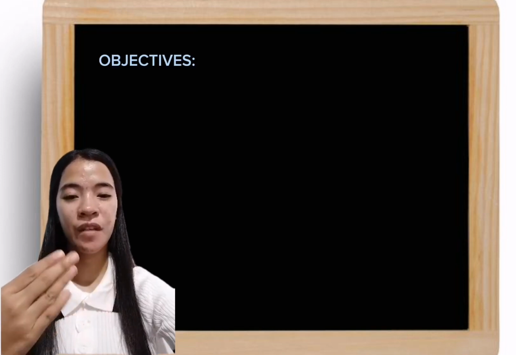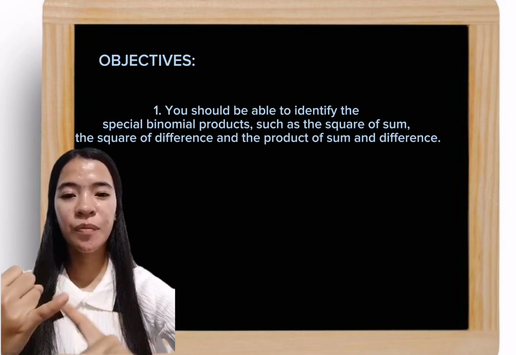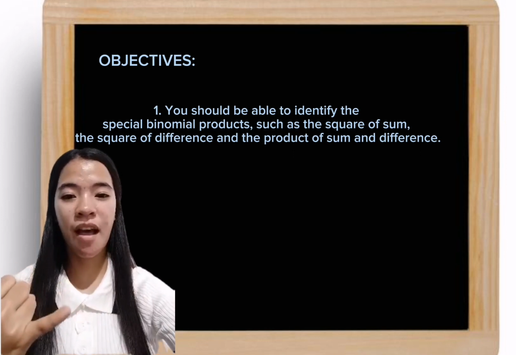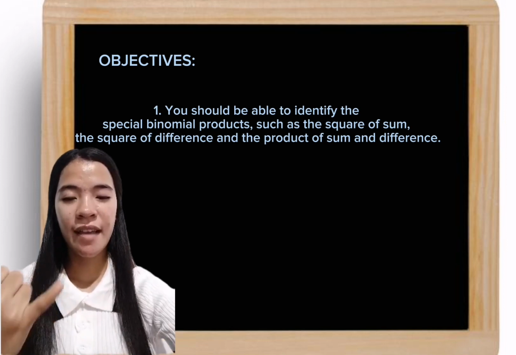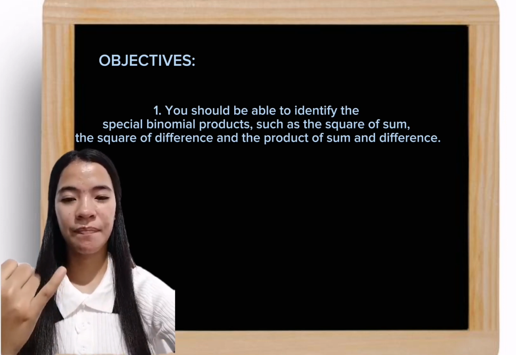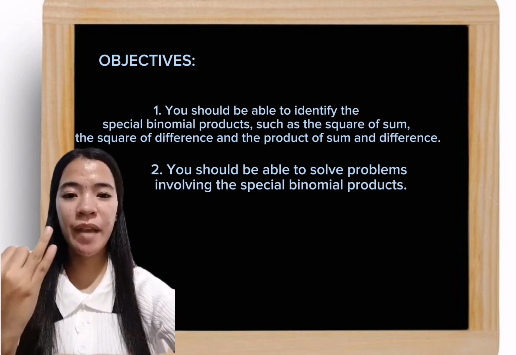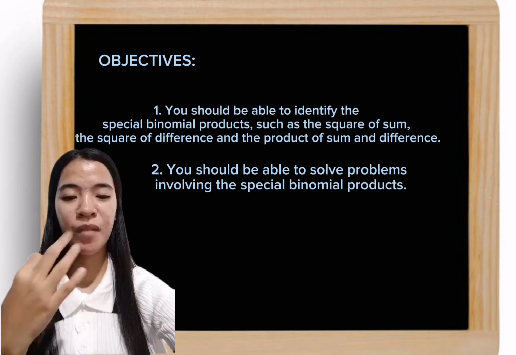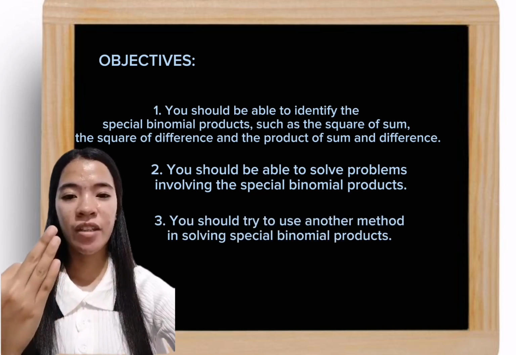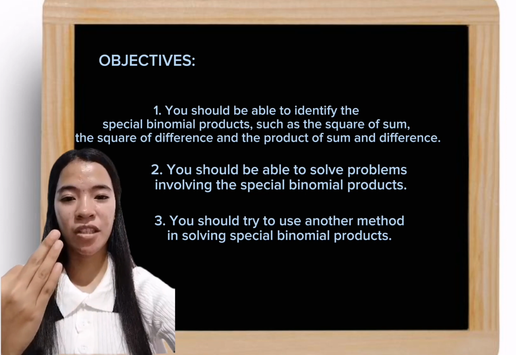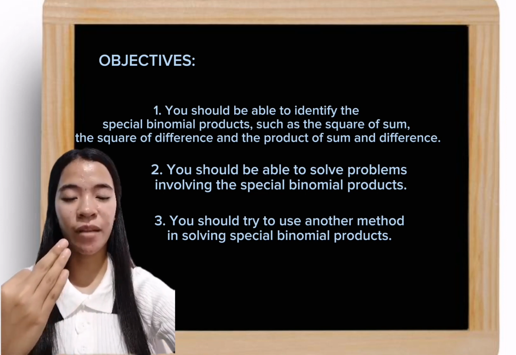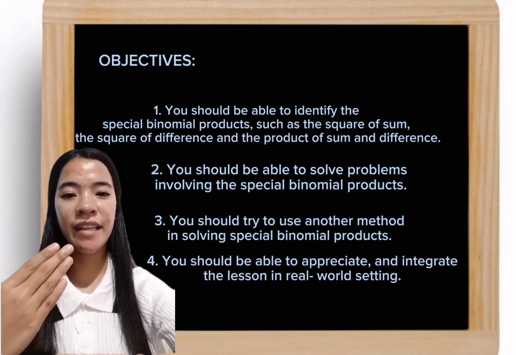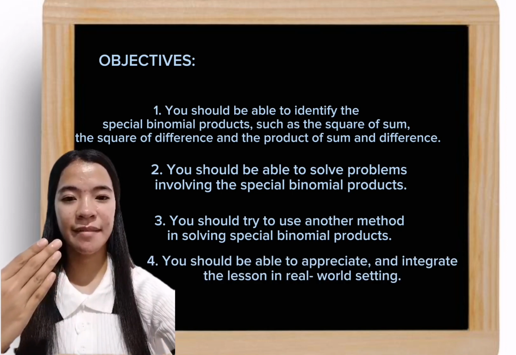So we have four. For the first one, you should be able to identify the special binomial products such as the square of sum, the square of difference, and the product of the sum and difference. Second, you should be able to solve problems involving the special binomial products. Third, you should try to use another method in solving the special binomial products, and that is the FOIL method. And finally, you should be able to appreciate and integrate the lesson in real-world settings.